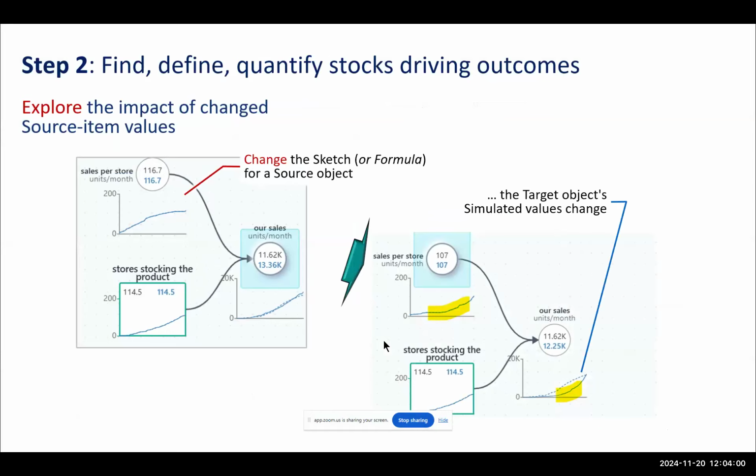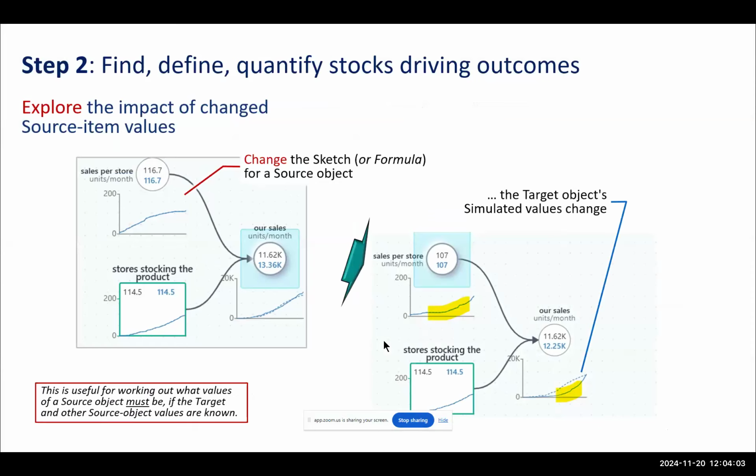So this is an extremely useful feature for working out the values of a source object that you don't actually know. Let's say that you did know what your sales were, and you did know what the number of stores stocking the product had done. This is how you would figure out what sales per store must have been. Obviously, you could simply do it backwards by dividing sales by the number of stores, and that would tell you exactly what that number is. But there will be other situations where there is an unknown variable, and this is how you discover what its values might have been: by sketching until the simulated values match the actuals.